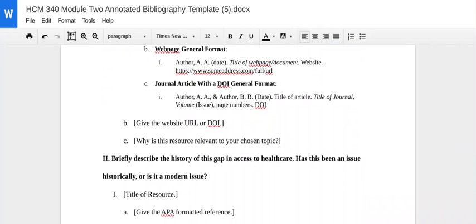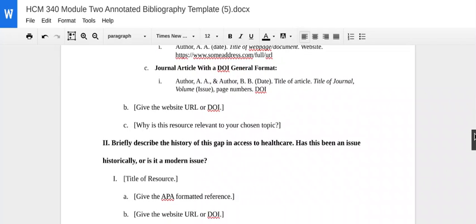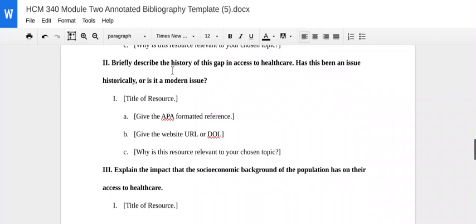Care coordination. Why don't more people with chronic illnesses have the kind of care coordination that is needed to keep them well or to keep them as stable as possible? Or why is the cost of medication so high that it's causing a problem for older adults to take their medication? When you move down here, you're going to be looking at the history of the gap in access.